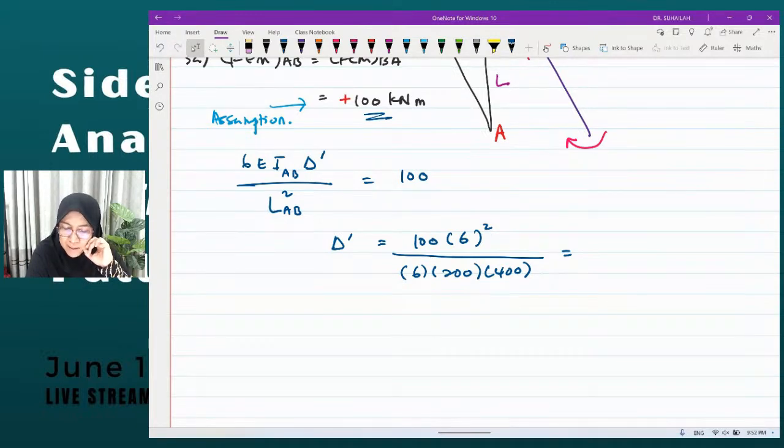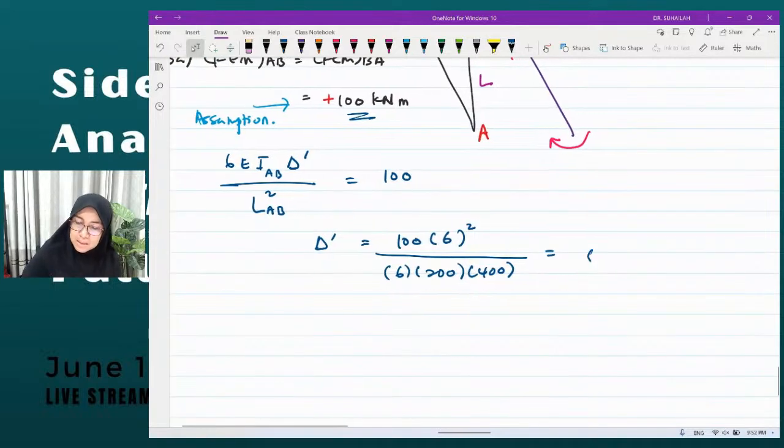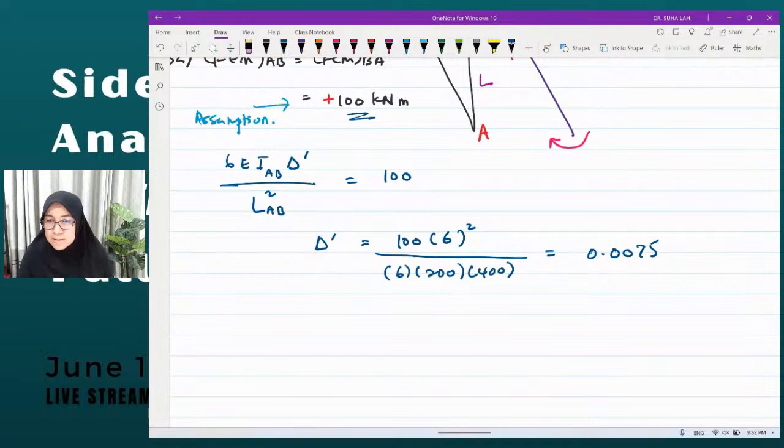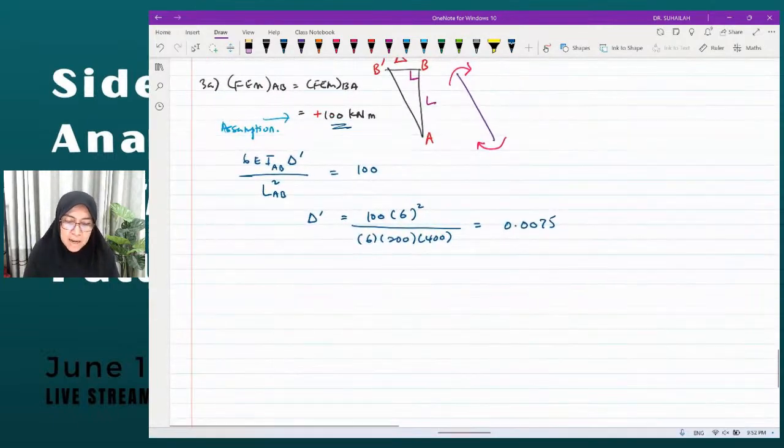Okay, please calculate the delta prime value whenever FEM is 100. The delta prime is 0.0075. Don't put any unit, just the value. 0.0075.